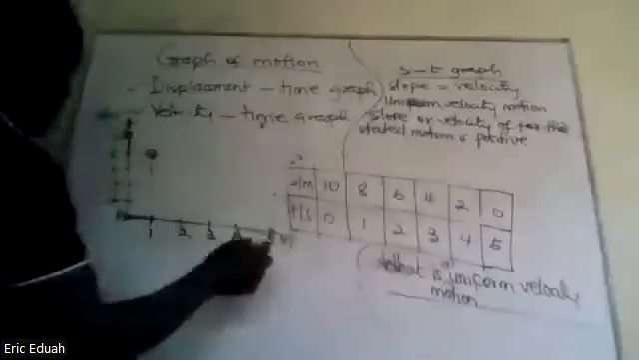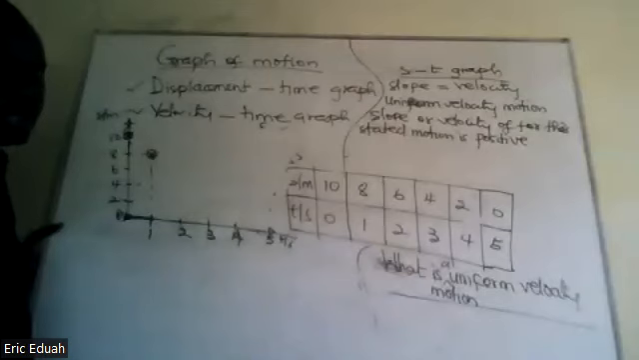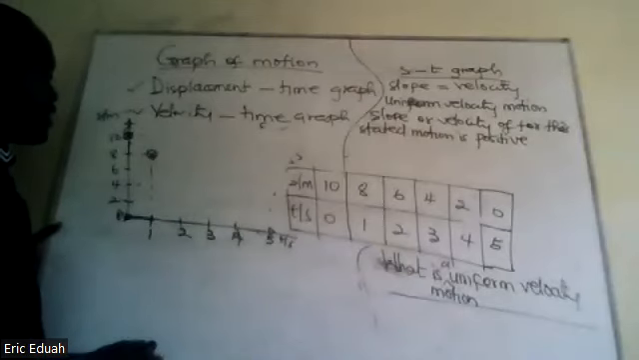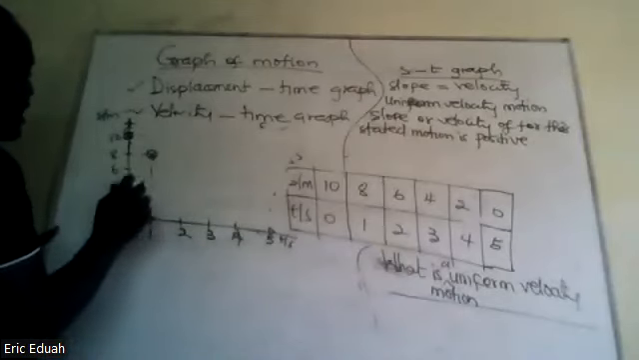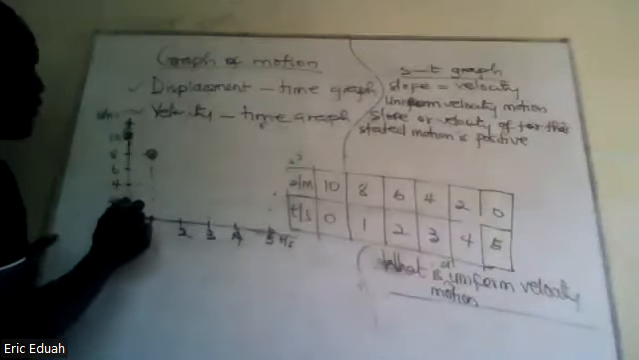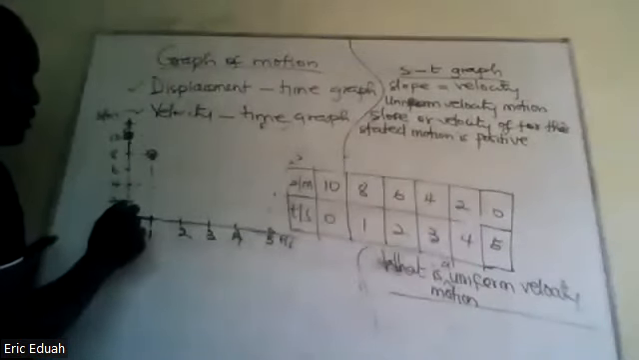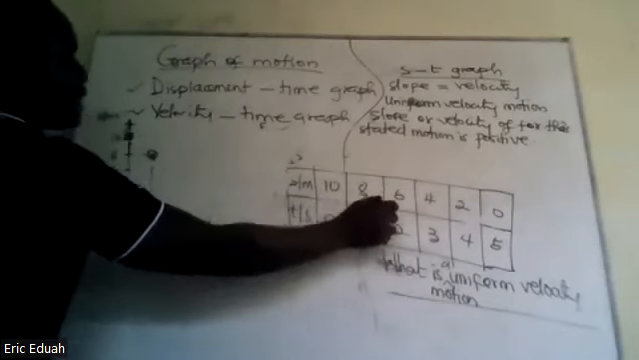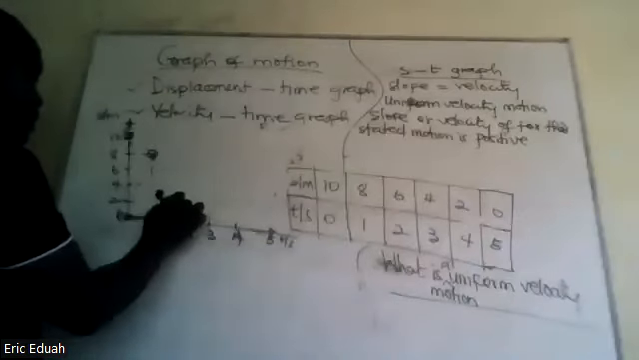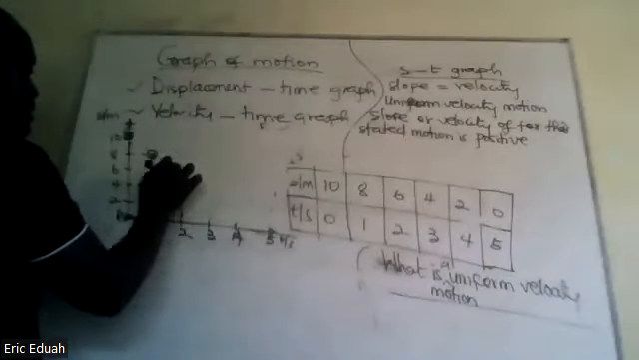So when you plot this, I want you to finish plotting it. Mami Araba and Bedu, finish plotting it. So I've done so for 2. When time is 2, displacement is 6.